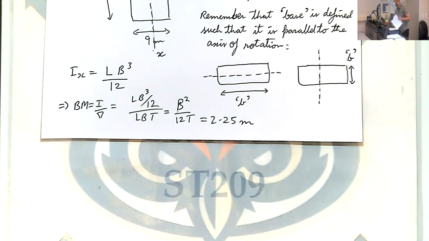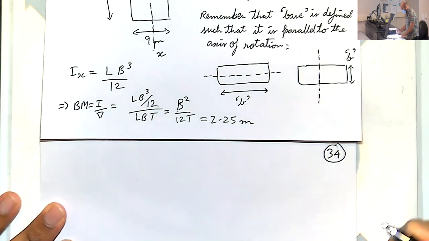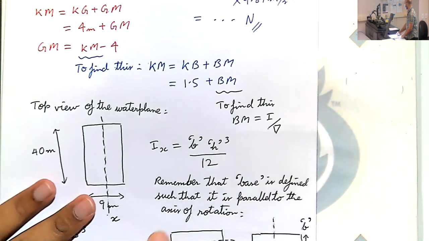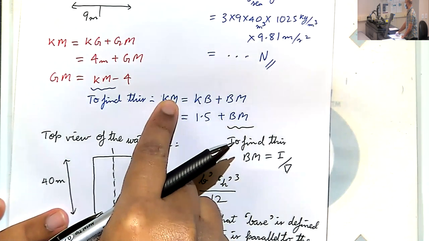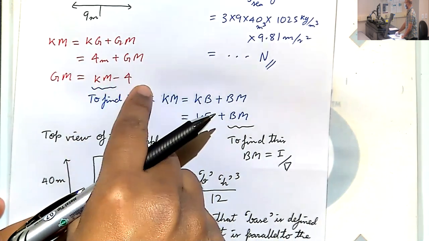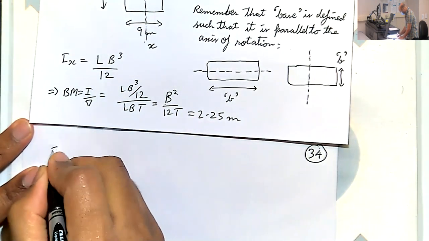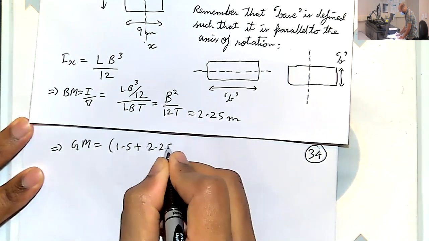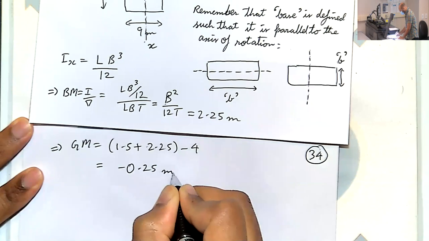B is the beam, yes, capital B is beam. All right, BM is 2.25, and when we go back, that's the only thing that's missing here. BM is 2.25, plug it in, get KM. KM is known, so KM minus 4 gives us the GM. That's what we wanted. So when you do all of that, you get GM is 1.5 plus 2.25 minus 4, which gives negative 0.25 meters.